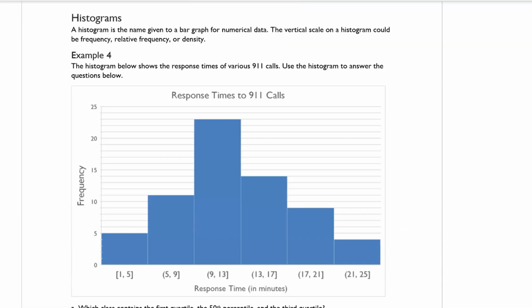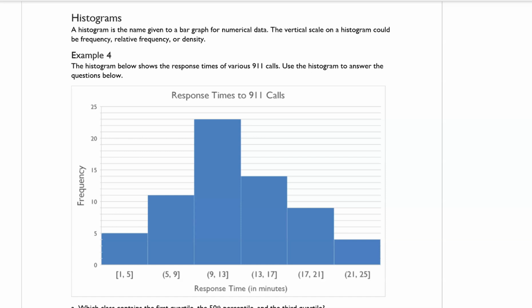A histogram is the name given to a bar graph for numerical data. The vertical scale on a histogram could be frequency, relative frequency, or density. Example 4 says the histogram below shows the response times of various 911 calls. Use the histogram to answer the questions below.